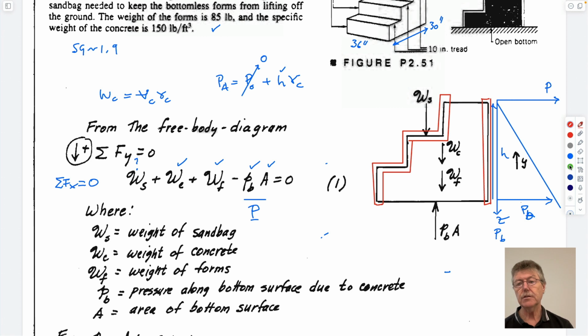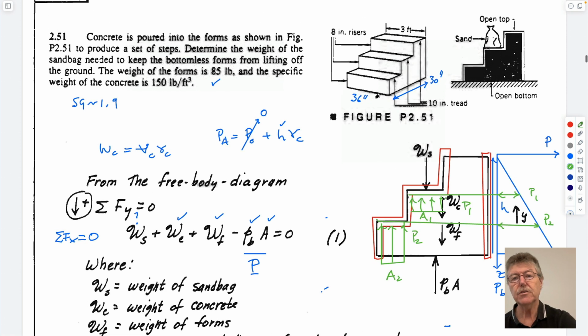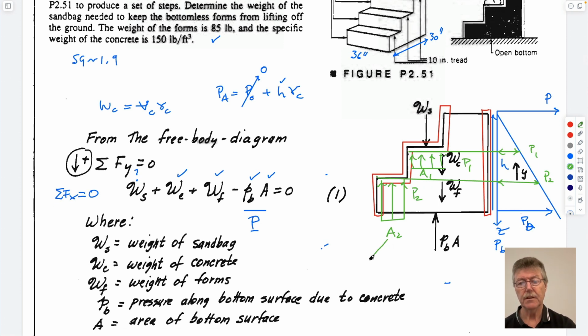And so what we could do instead is we could just look at the pressures. And the free body diagram for that would be to take the pressure that's acting here. This would be P1. And the pressure acting here, which would be P2. So that would be this length here. And that would be bigger, right? And we could call this area 2, and we could call this area 1. Area 2 and area 1 are going to be 8 inches by 36 inches, right?